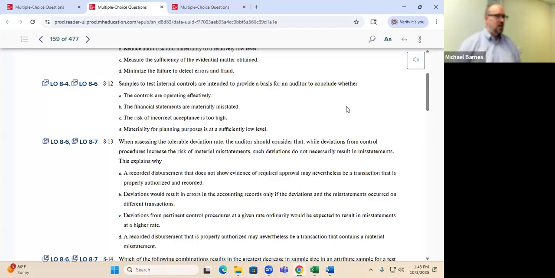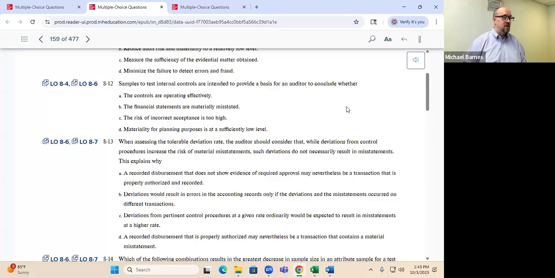Well, we start out with A, the controls are operating effectively. What do you guys think about that? Yeah, that sounds pretty good to me. I think A is our answer, but let's go with the rest of it. Okay. Financial statements are materially misstated. Okay. Do we test controls to get information about the financial statements? Not directly. The controls testing might give us information about the financial statements, but those are two separate tests.